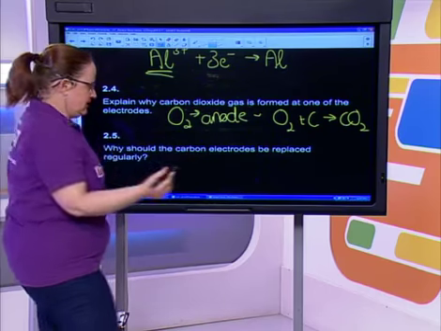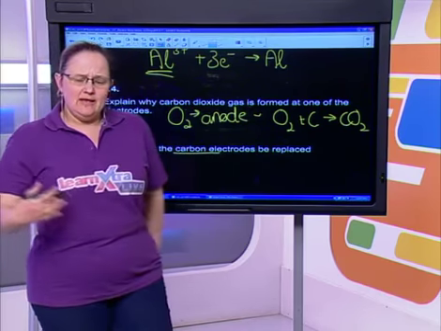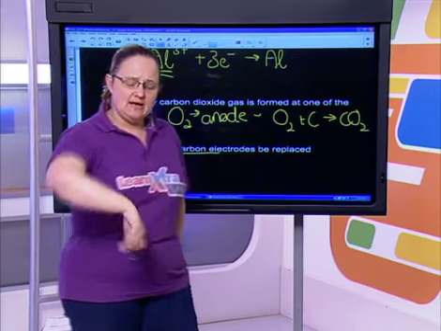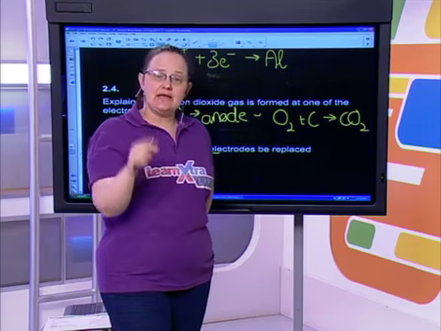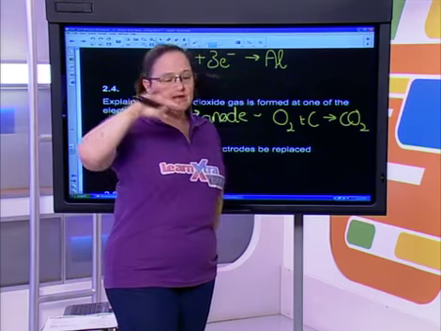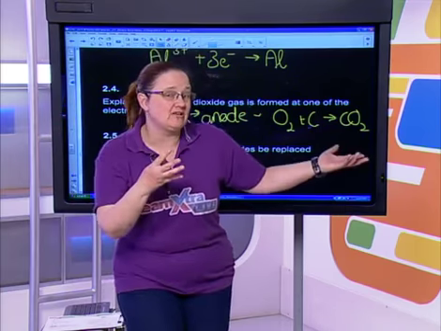So now the question becomes, why should the carbon electrodes be replaced? Well, if the carbon is reacting with the oxygen to form carbon dioxide, it means that those carbon electrodes are actually being eaten away. They are disappearing. So eventually, we have no carbon electrode left for the reaction to happen.